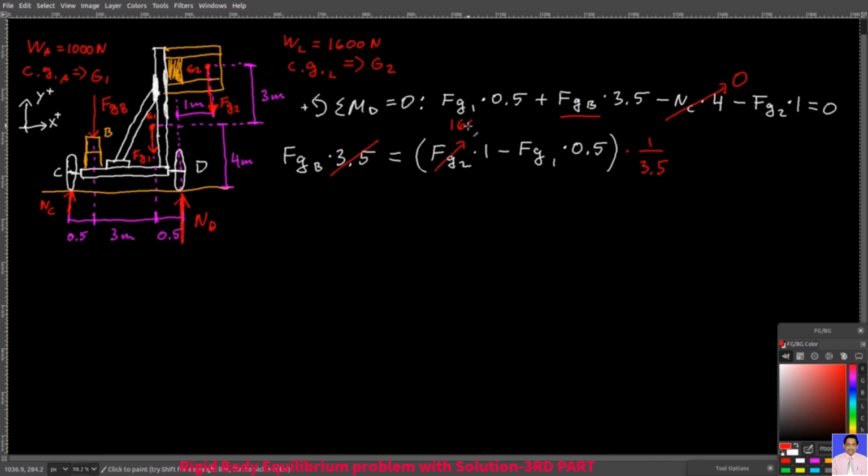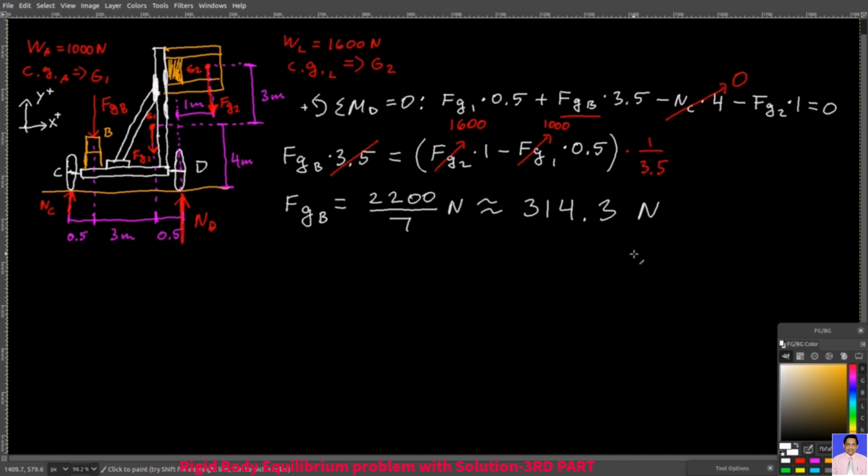it's 1600 newtons, and FG1 it's 1000 newtons, and so that means that the minimum allowed FGB is this number, or approximately 314.3 newtons. And there you go, this is your answer. That's the minimum force you need to have to keep the structure in place.